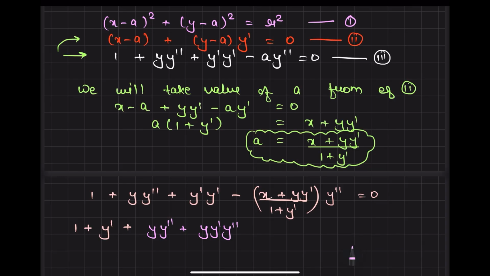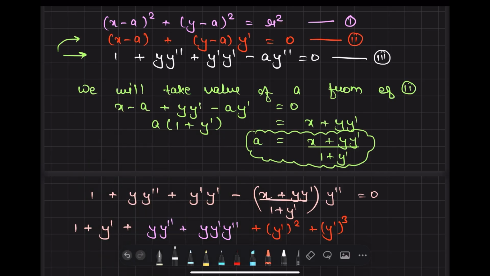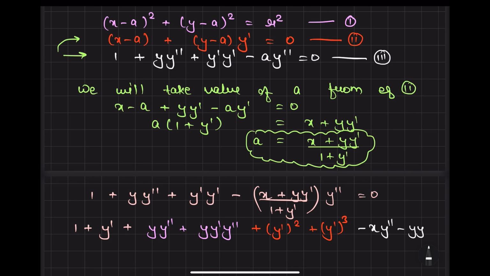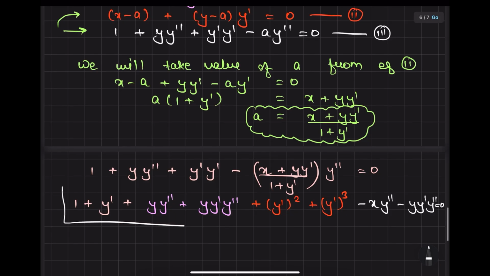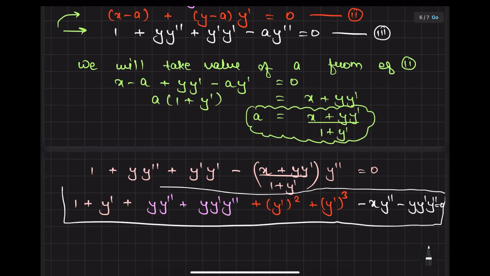This is the second component. Now we will be using the third component. So we have y dash square, and then we will be having y dash cube. This is our third component. Now we have the last thing, minus x y double dash minus y dash y double dash equals to 0. So we got our final equation. I hope till this part you guys are okay.